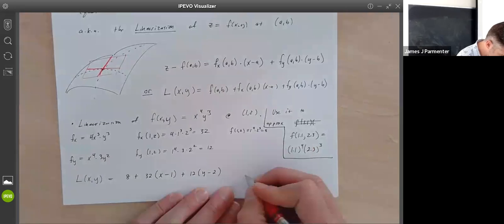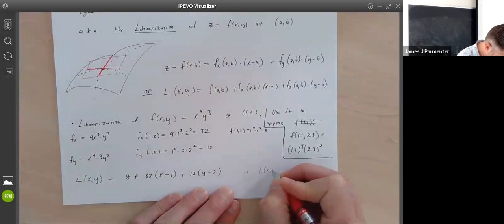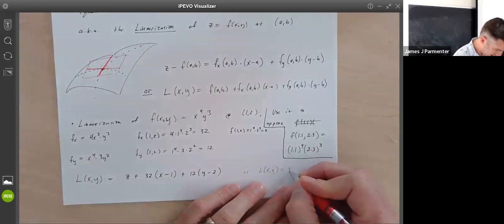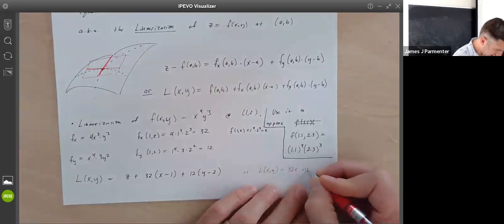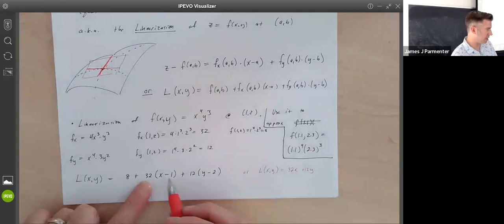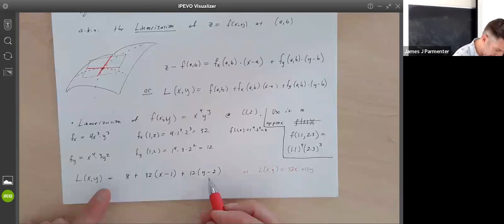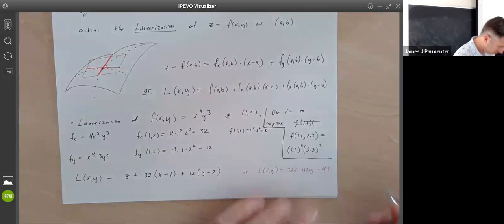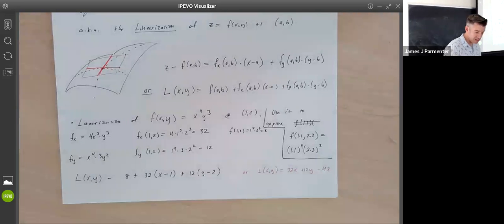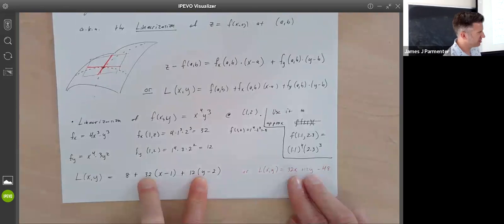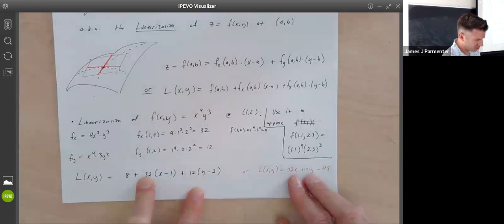If you actually simplify this out, you would get the linearization equal to 32x plus 12y plus 8 minus 32 minus 24. That'd be 8 minus 32 is negative 24, minus another 24 is minus 48. And at least to me, it seems much easier to plug in 1.1 for x and 2.3 for y in this expression. Plugging in here, 2.3 times 12 is a little bit of mental work. 1.1 times 32 is not that bad, but it's just going to be easier here.